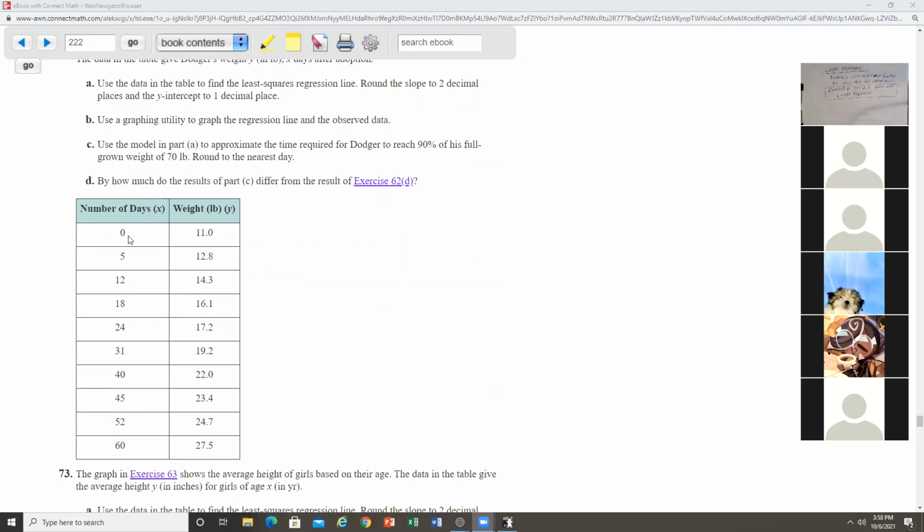So 0 days after adoption, that means the day the child actually obtained the puppy. The puppy initially weighed 11 pounds. 5 days after the puppy was adopted by the child, the weight increased to 12.8 pounds, etc., etc., etc. Okay. How many ordered pairs do you see in this table, ladies and gentlemen? How many ordered pairs?